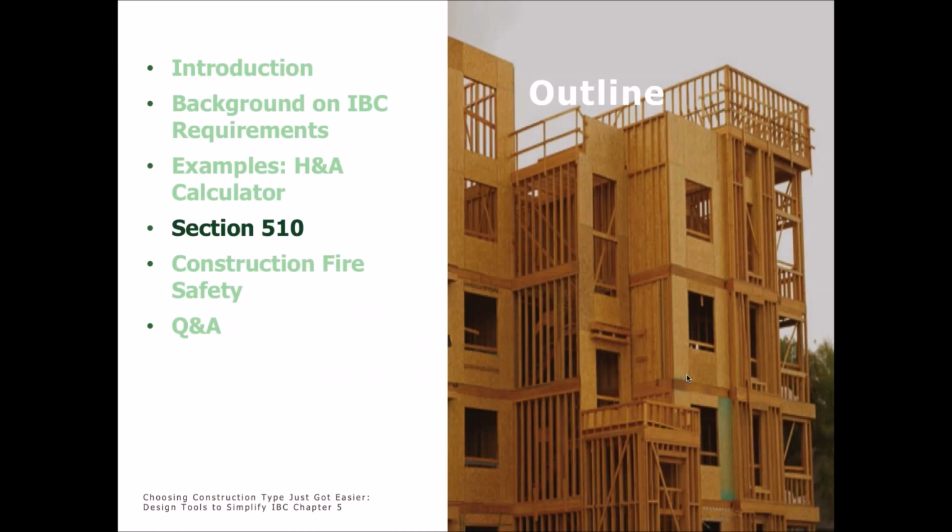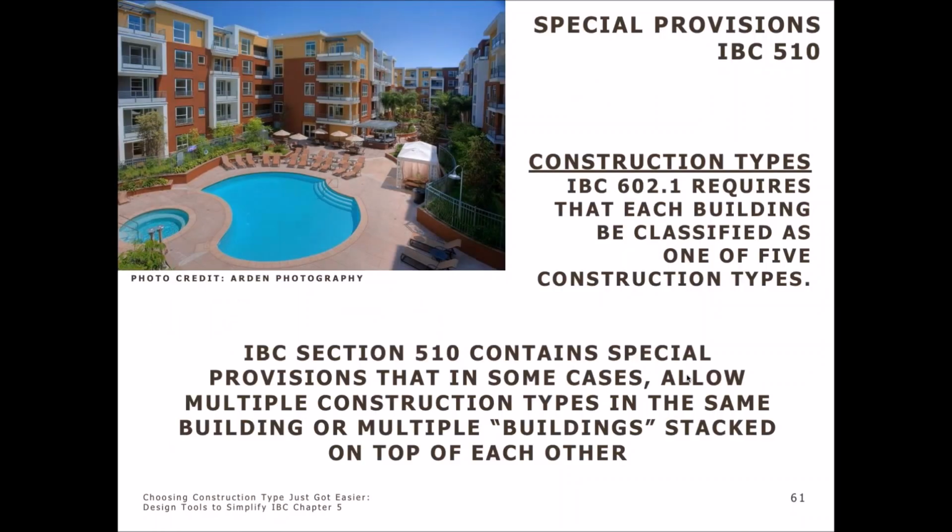All right, for the next few minutes here, I wanted to focus on section 510 of IBC, and in particular, what the code calls the special provisions that are included there. All of the previous examples that we just looked at are assuming that the entire building is one construction type. This is because of the requirement in section 602.1 of IBC, right? We have to select a construction type, and that's basically applied to the entire building. But what some of the special provisions in 510 contain are unique applications of combinations of occupancies or combinations of construction types, in essence, where we're stacking 2 different types of buildings on top of each other.